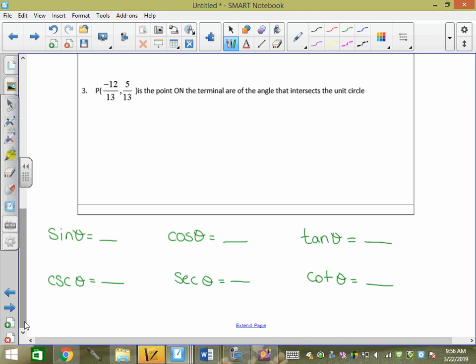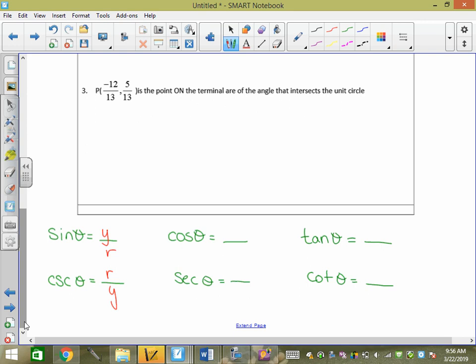Sine is what? So, which is O over H. What's O the same as? Y, because it's opposite it and it's Y. And what's H? That's the easy one. R. So what's cosecant? R over Y. Right?